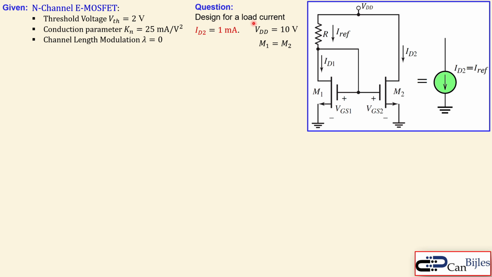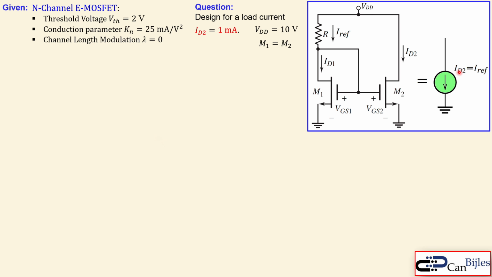Now we would like to design a load current of 1 milliamp, which is shown here. This is the ID2, drain current of M2, and we have a VDD of 10 volts here, and M1 is equal to M2. That means they are matched. That means they have the exact same parameters like is shown here, but also in physical dimensions like the width and the length and all those parameters. They are exactly the same. So they are just an exact copy of each other.